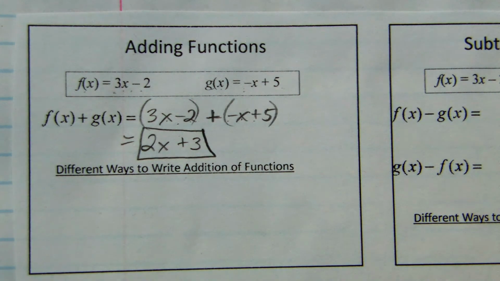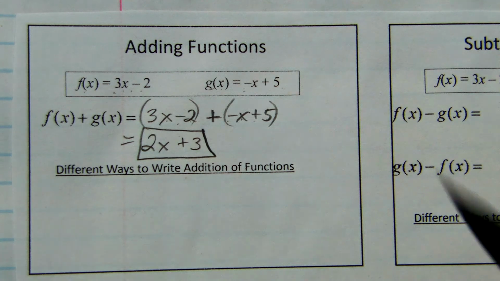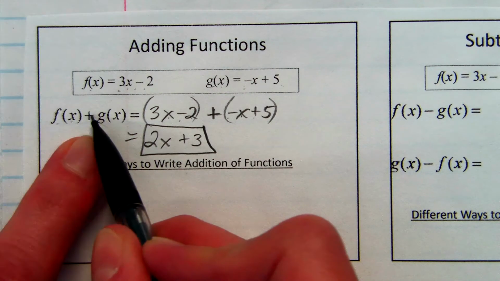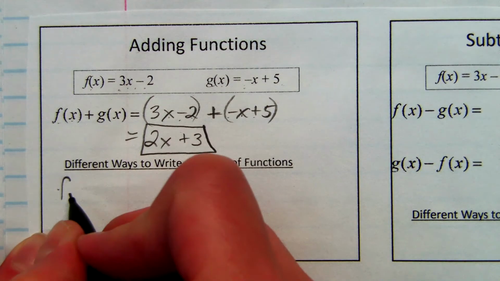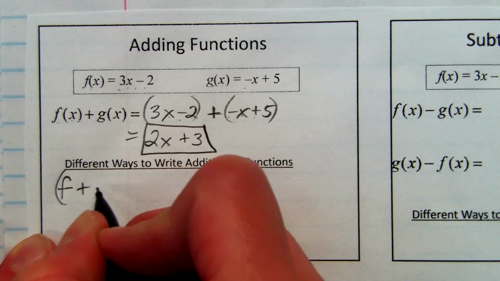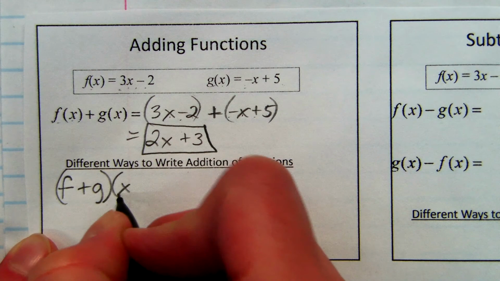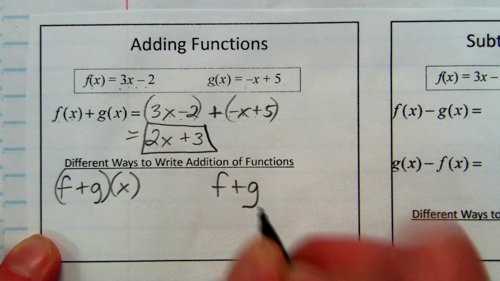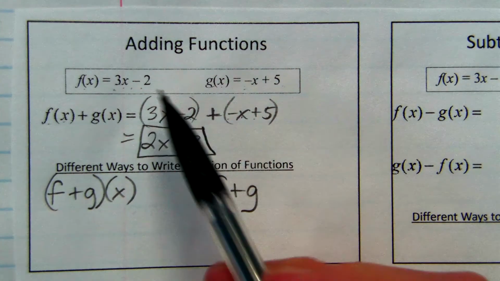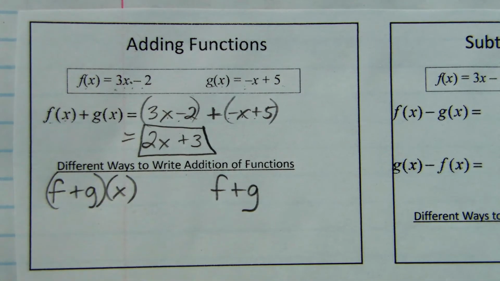Now the thing that's a little screwy about operations with functions is different textbooks, different teachers, different professors you're going to have in college are going to use different notation. So they can have f of x like this plus g of x, or they could do parentheses with f plus g and parentheses with x like this, or they could just say find f plus g. And all of it means to add this one and this one together, combine like terms.